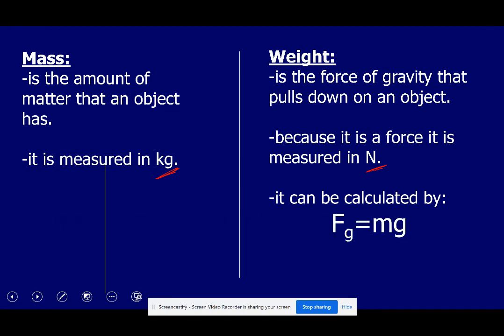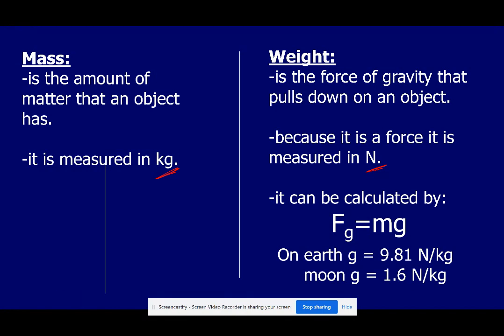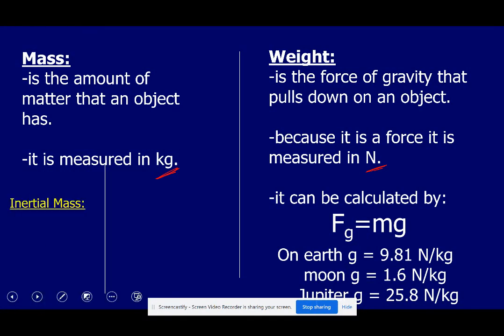So weight can be calculated by the formula Fg equals mass times little g. Now, lowercase g on Earth is familiar to us, 9.81. Usually we have it measured in meters per second squared, but it can also be measured in newtons per kilogram. On the moon, it's less, 1.6 newtons per kilogram. And the planet with the most gravity in our solar system, off the top of my head, is Jupiter with 25.8 newtons per kilogram. That would be at the surface of all these planets. Not that Jupiter has a solid surface, but if it did, that's what the gravitational field strength would be.